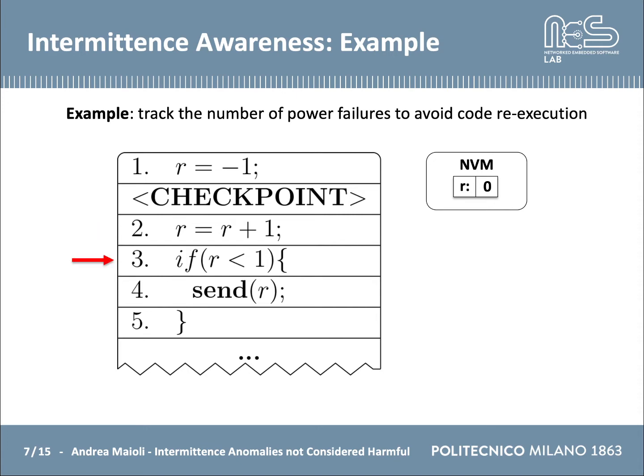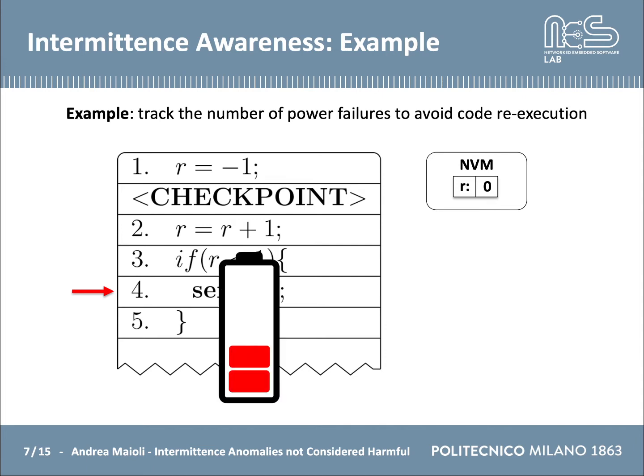Now we execute line 3. The if condition evaluates to true, as r is lower than 1, and thus we execute line 4, which sends some information to another device. Now a power failure happens.